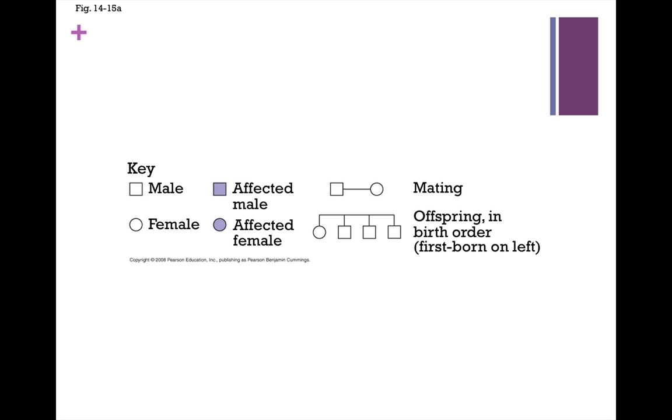So the way that a pedigree is looked at, we can look at the key first here to figure these things out. Males are squares, females are circles. And if a circle or a square is shaded, that means they're affected with some condition. If there is a horizontal line between the two, that means that there was a mating event. The offspring will go from left to right, earliest to latest. So this group here, if there was a line down from those two parents, they had a daughter and three sons, all who are unaffected with whatever we were studying.